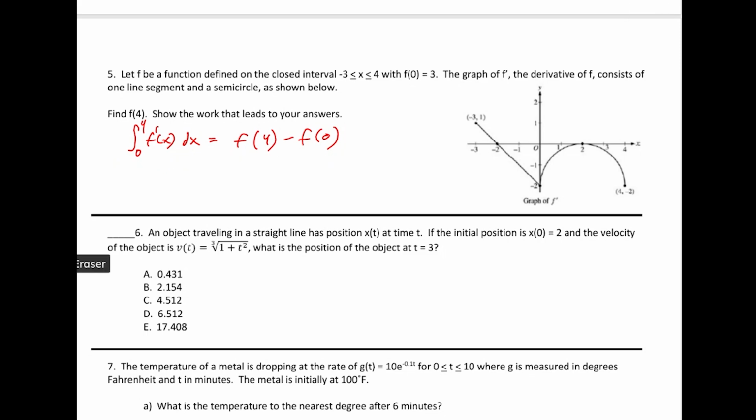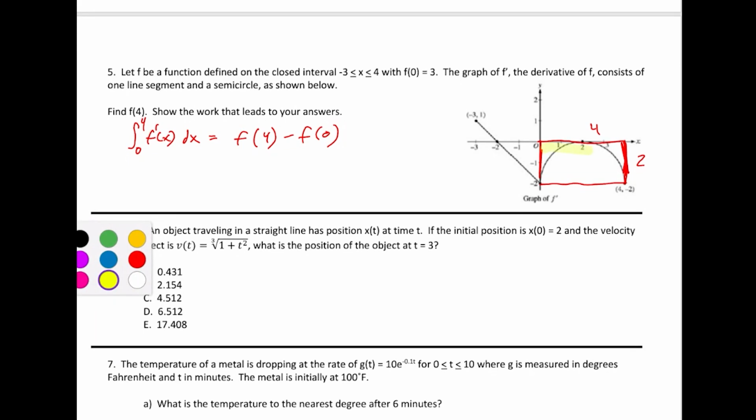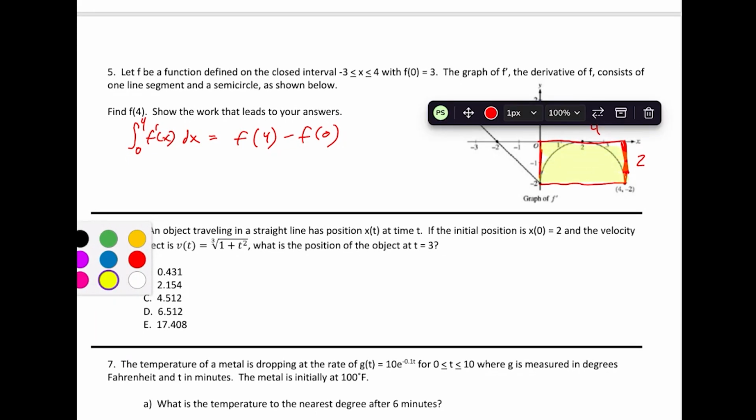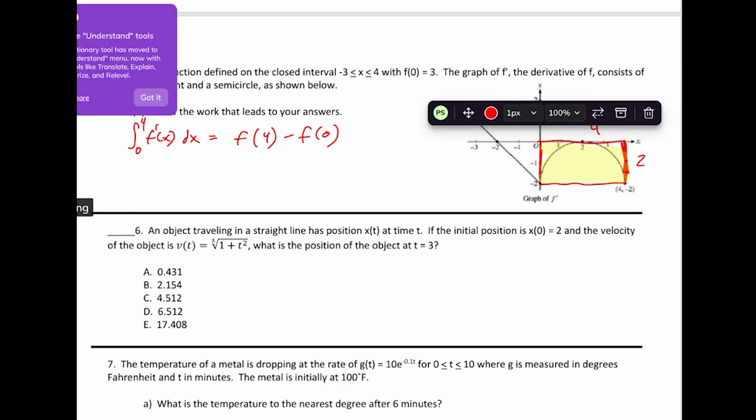So we're going from 0 to 4, and that's from right here to right here. And what we have here is a semicircle that's been cut out of a rectangle. So the rectangle here is a 4 by 2 rectangle. So the overall area of that rectangle I've got shaded in there. Maybe I'll shade this in to kind of help. Okay, that area is 8.